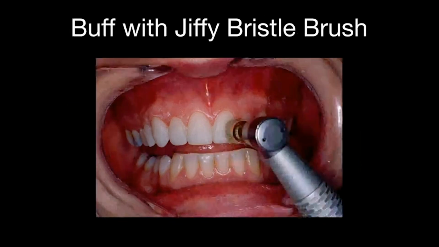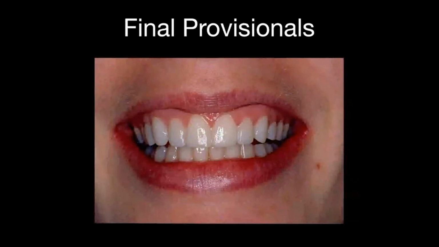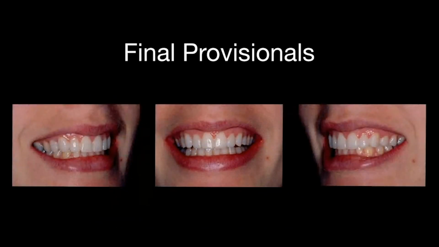And after that, maybe buff it with a Jiffy brush, bristle brush, or any bristle brush that's able to shine things up a bit. And then from here, I place an unfilled resin glaze. I mean, you can use G-Coat, you can use Luxigate glaze, Optiglaze, Optibond glaze. There's lots of different ones you can use. The final provisionals look like that. So from here, we check her bite, make sure everything looks good, feels good, and her final provisionals look like that.